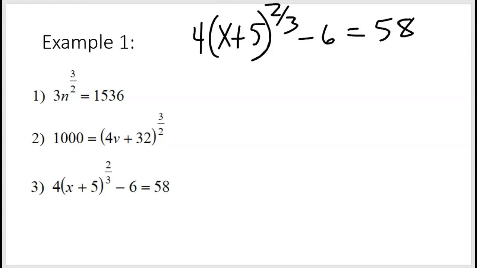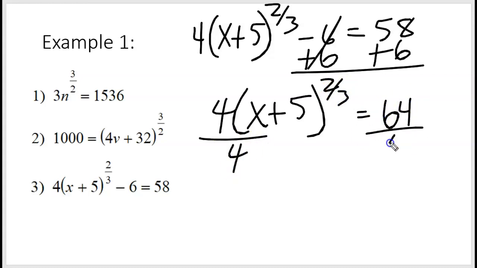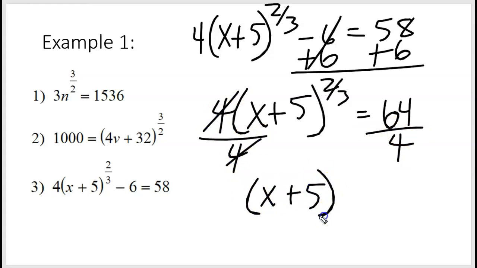And once again, just like most other types of equations, you always do your addition or subtraction first. So I'm going to add 6 on both sides. Then we're going to divide both sides by 4. So that's the end of step 1. We got rid of all the numbers on the outside.